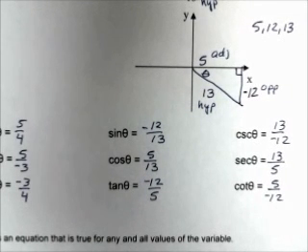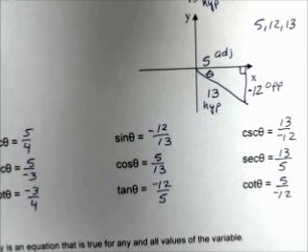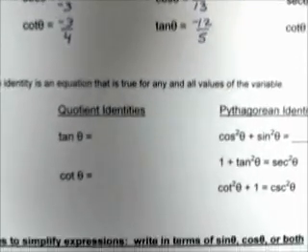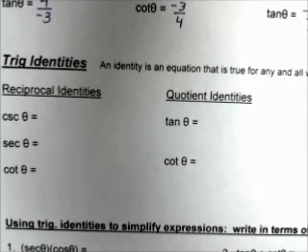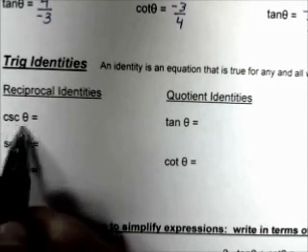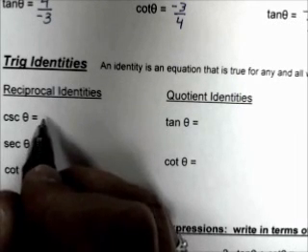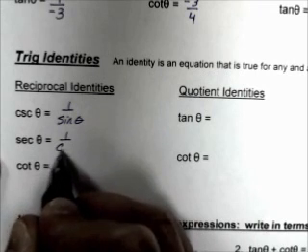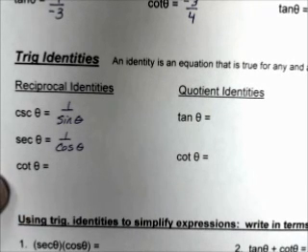Okay, now the next thing we're going to look at are trig identities. An identity is an equation that is true for any and all values of the variable. Now we are already familiar with some of these trig identities. First, our reciprocal identities, which cosecant theta is equal to 1 over sine theta. Secant is equivalent to 1 over cosine. And cotangent is equivalent to 1 over tangent.